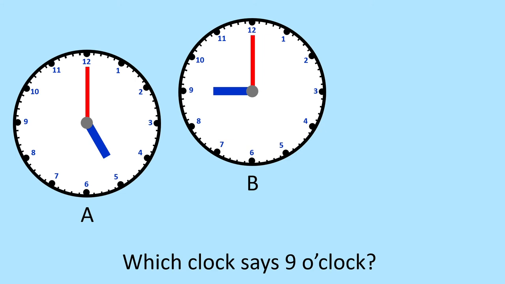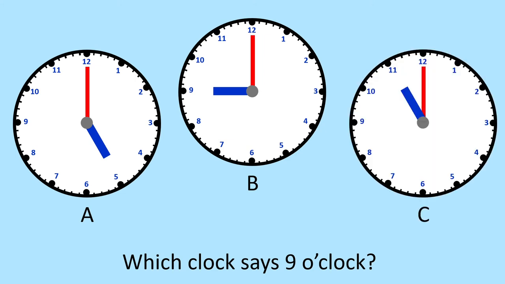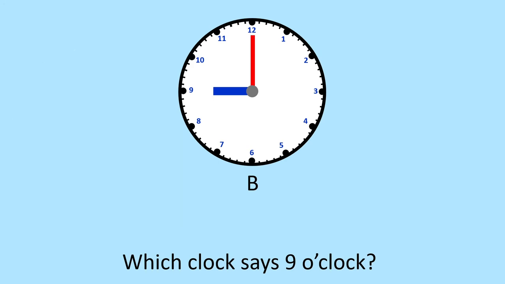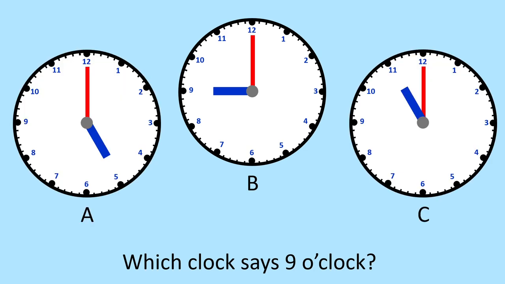Which clock says 9 o'clock? It's clock B. Clock A says 5 o'clock. Clock C says 11 o'clock.